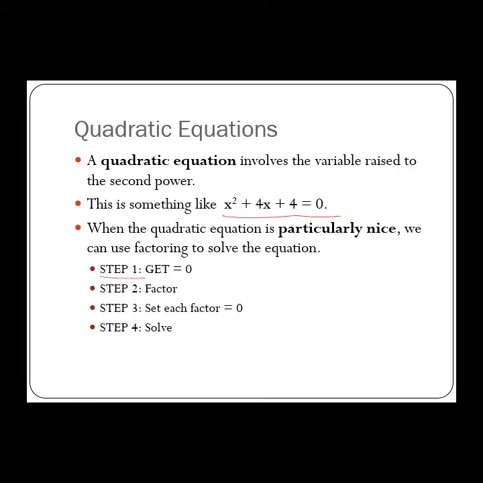Step 1 is to get equal 0 to one side, and that's been done in this first sample equation. Step 2 is to factor. So this is going to have two positive factors, and we need numbers that multiply to give us 4 and add to give us 4, so they actually are 2 and 2. This is one of those perfect squares from homework 28. Then we're going to set each factor equal to 0. And we solve those two separate linear equations.